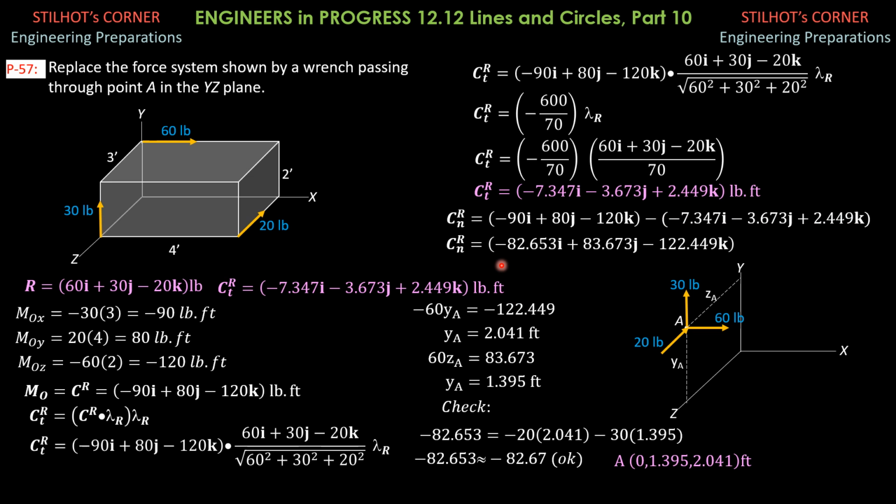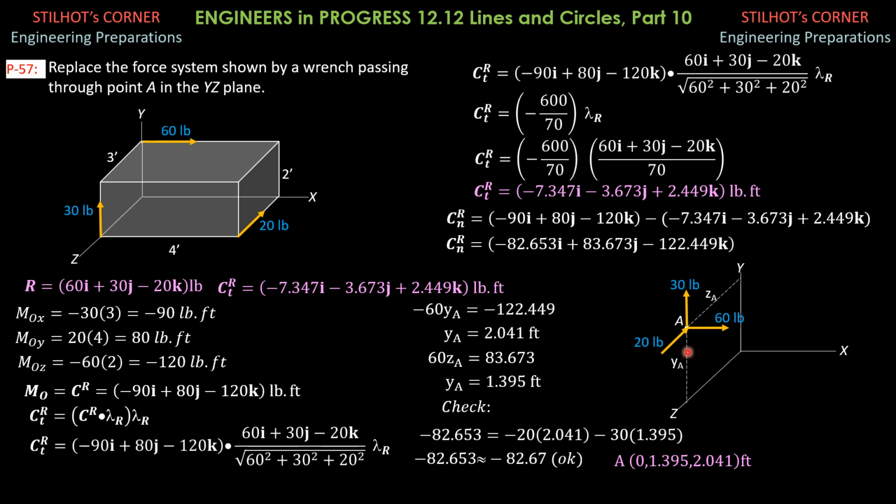We get the normal component as negative 82.653i plus 83.673j minus 122.449k pound-foot. Having known this, we now have the components of the resultant force on the YZ plane. The coordinates of this point would be x sub a is 0, y sub a unknown, and z sub a unknown. Then we have to compute the moment about the y-axis and equate it to this normal component of the couple about the y-axis.